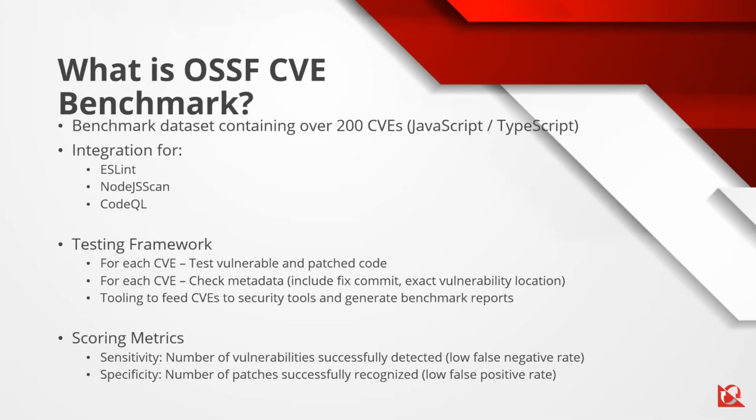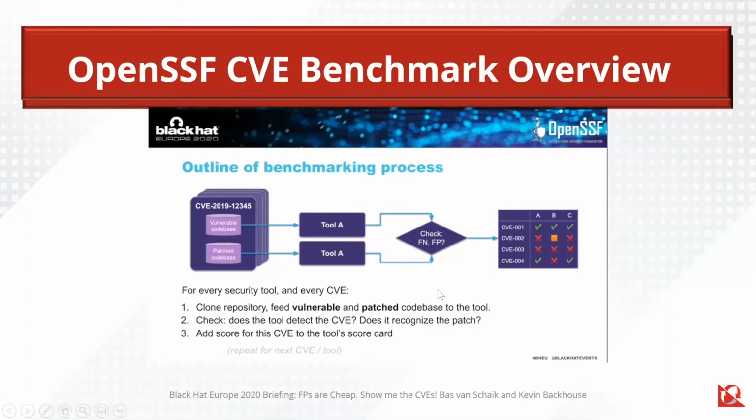So what are we looking for? We want to look at the number of vulnerabilities successfully detected. We want a low false negative rate. Then we're going to look at the number of patches successfully recognized, which equates to a low false positive rate. So what we're really looking for is how good are these tools at detecting vulnerable code, and how good are these tools at detecting patches? So let's take a look at the overview here.